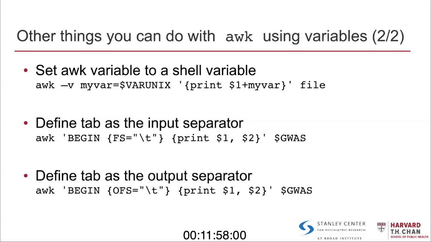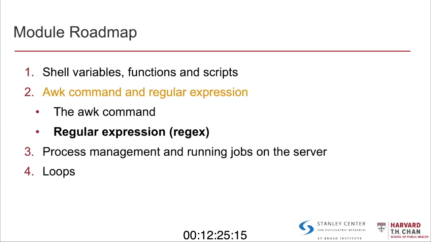You can also set an awk variable to a shell variable, and to do that, you just need to use the option -v followed by the name of your awk variable equal to the value of your Unix variable. And then you can also define tab as the input separator or the output separator using the FS or OFS variable. So now let's end this video by having some really quick introductions to regular expressions.